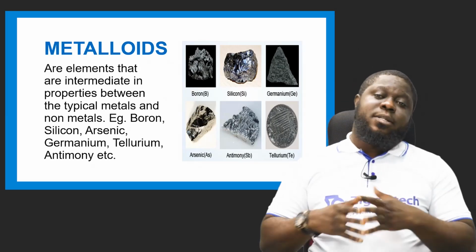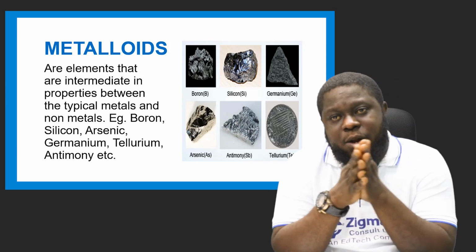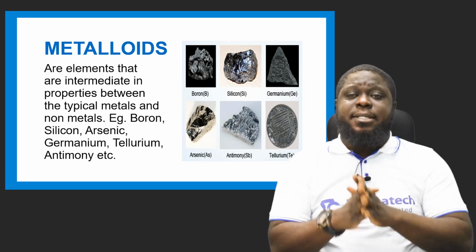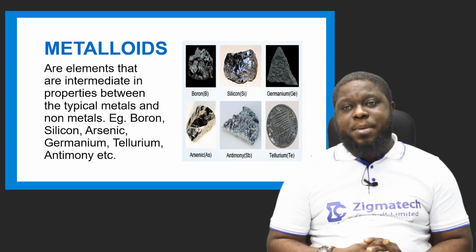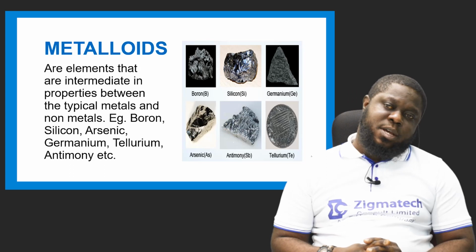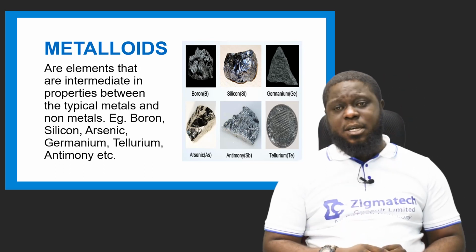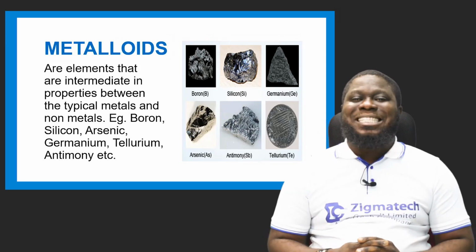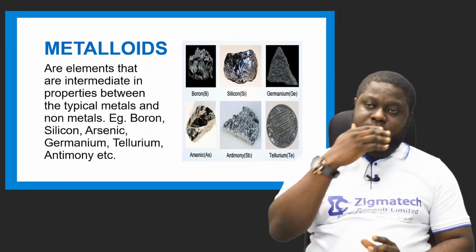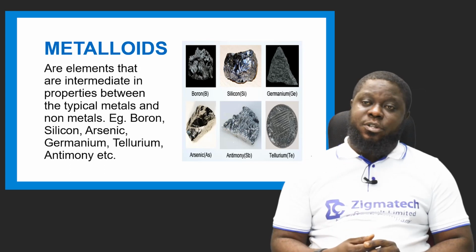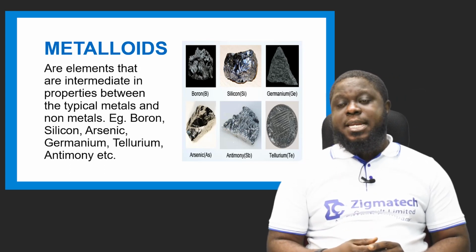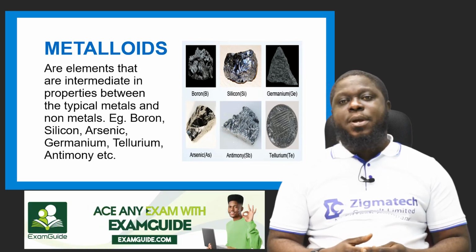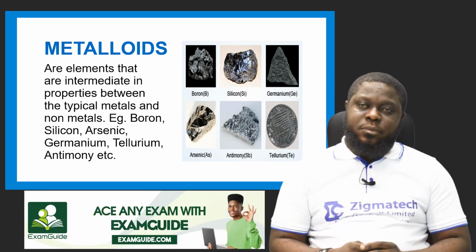Now the next class of element is the metalloids. We say metalloids are elements that are intermediate in properties between the typical metals and non-metals. Examples are boron, silicon, arsenic, germanium, tellurium, antimony, etc. If you look at the pictures, you see them there. Okay, these are examples of metalloids. Now, when they say intermediate, they are in the middle.